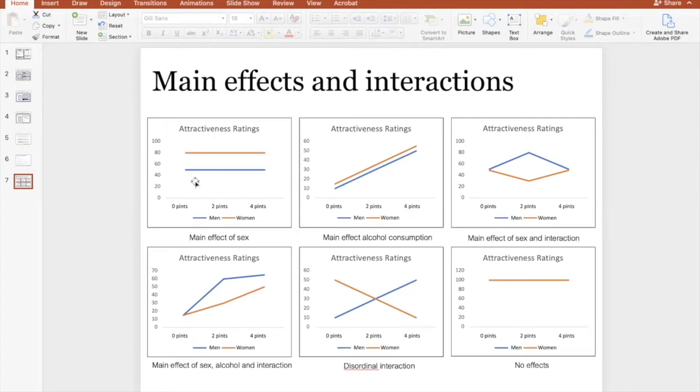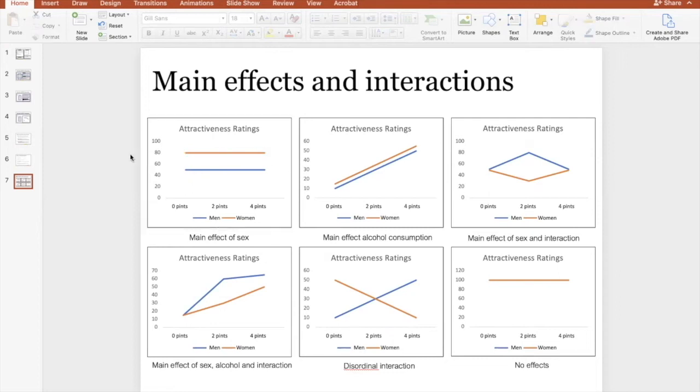So let's take this one by one. Just like before, the x-axis is represented by 0, 2, and 4 pints. And the y is attractiveness ratings. And in this case, orange represents female and blue represents male.